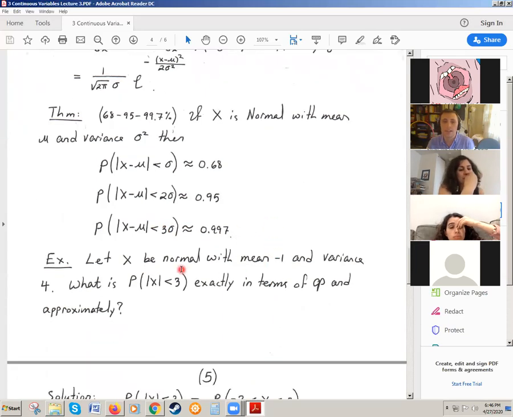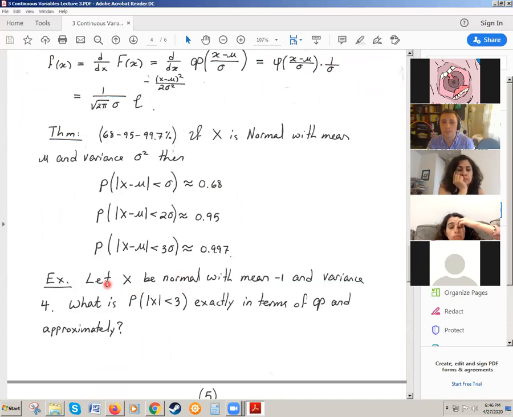And here is an exercise. Let's see if we can solve it. So let x be normal with mean -1 and variance 4. I want you to tell me exactly in terms of the cumulative distribution for standard normal, what's the probability that absolute value of x is less than 3, and then use those rules, if you can, right? Use this rule to approximate what this probability is. Good?